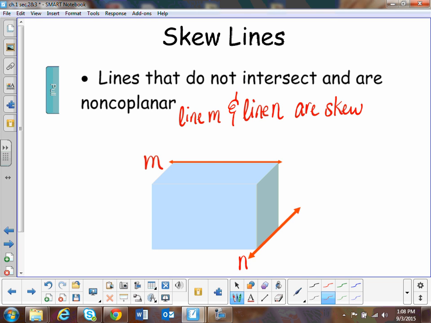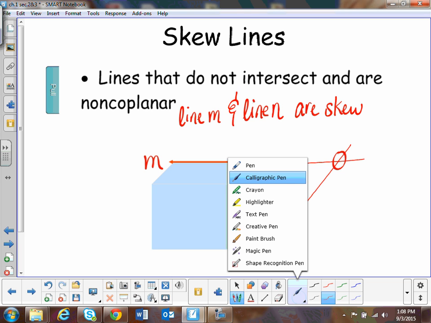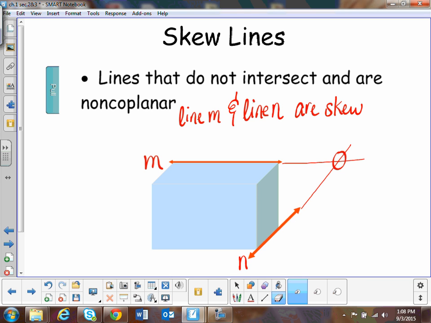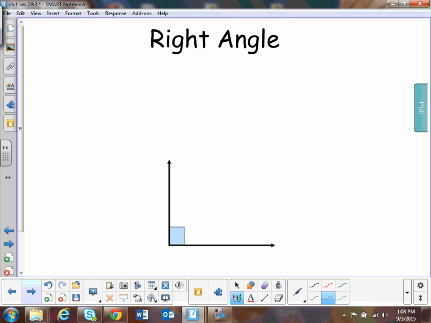Some people think that if I continue it this way, will they intersect here? Well, yes, they intersect on paper, okay? That's two-dimensional, but this right here is a 3D picture. And so you have to have your mind in 3D mode. So this right here, they won't intersect. This one's way down here, and that one's way at the top. So these two won't intersect and they're not on the same plane. Be able to identify skew lines.